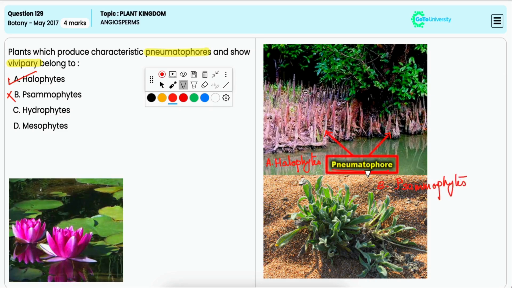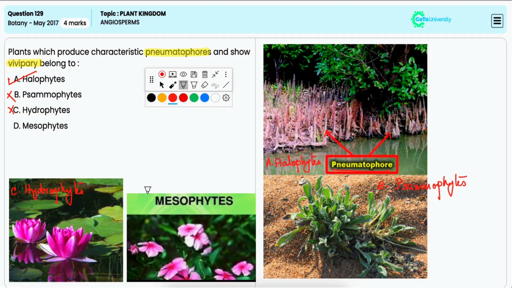Option C, hydrophytes. It is incorrect because hydrophytes are plants that are adapted to aquatic environments. Now, they have adaptations like aerenchyma for buoyancy, but they do not have pneumatophores or exhibit vivipary.